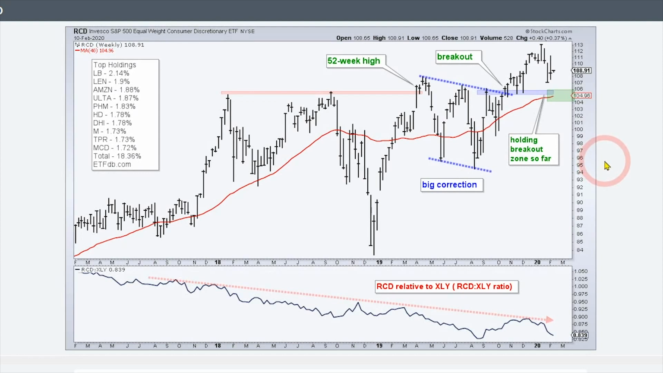And I just got a few seconds left, and I want to touch on RCD, the equal weight consumer discretionary SPDR. You can see Amazon is a mere mortal, 1.88% of the ETF, but we've got a breakout. We've got a rising 40-week moving average. Even though it's underperforming, the breakout is holding, so it is still bullish overall. But if we close below 104, that would call for a reevaluation.